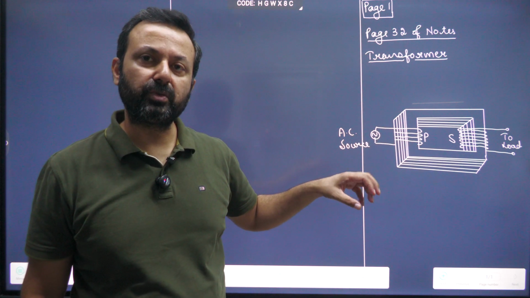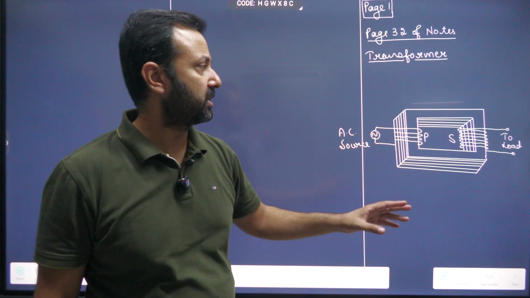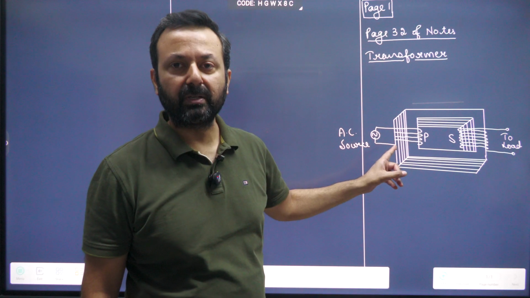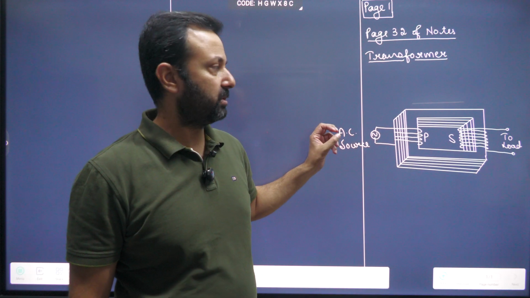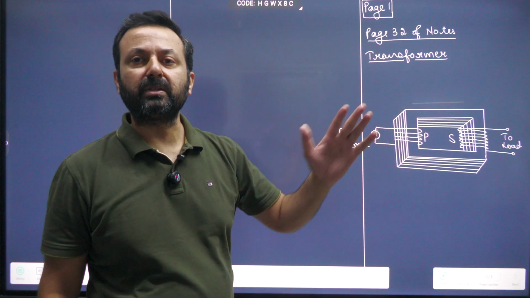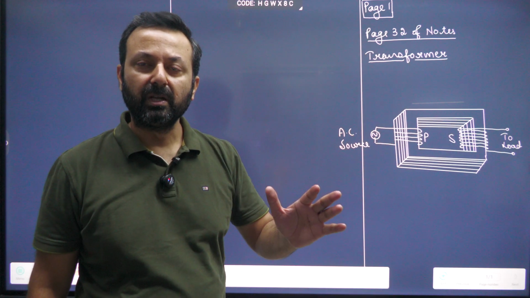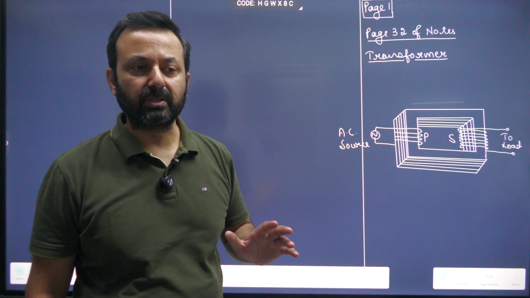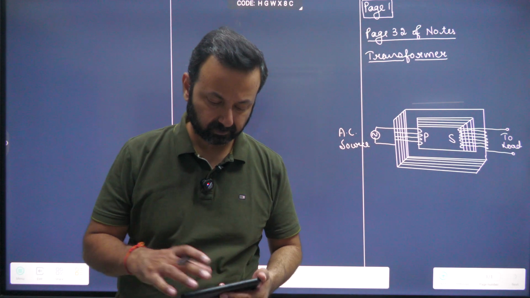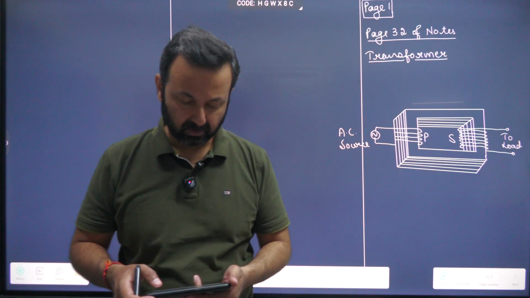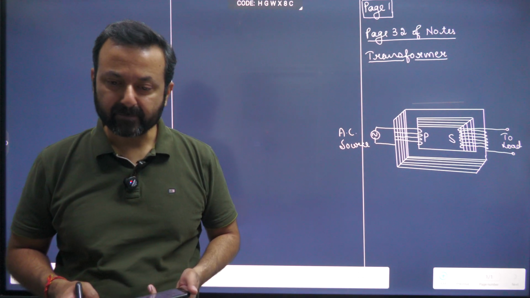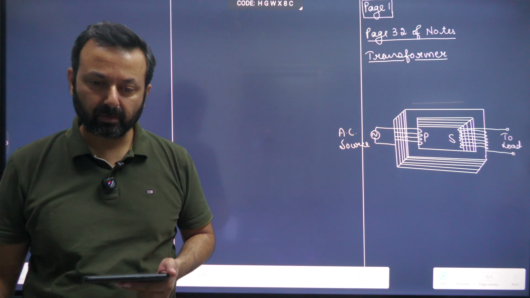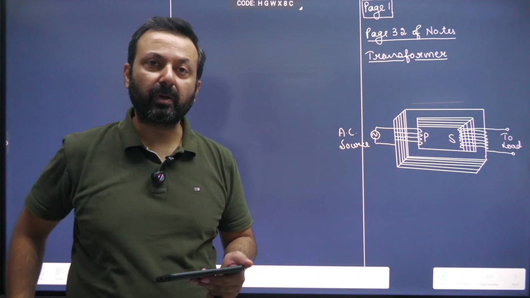Basically, this transformer is used to increase the output voltage because the number of turns in the secondary winding is more than the number of turns in the primary winding. So when we increase the number of turns in the output, then the output voltage increases. And when we decrease the number of turns in the output, then the output voltage decreases. Is this clear to you? Yes. Okay.